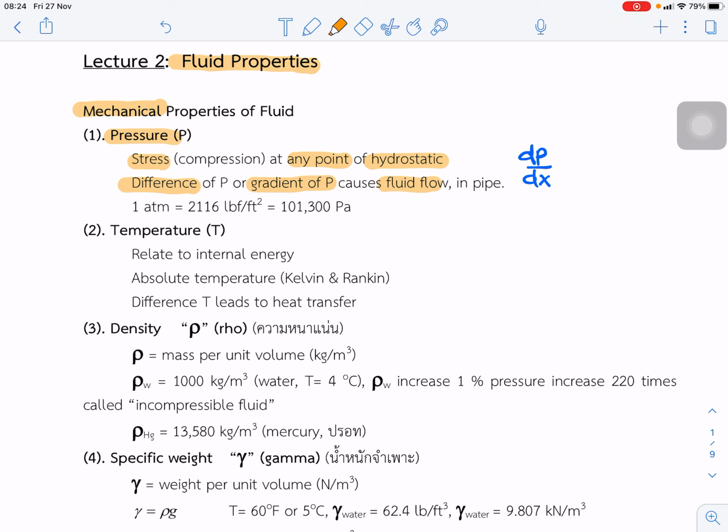For one atmospheric pressure, it is about 2116 pound force per square foot, or 102 kilopascal. Sometimes we find the unit in terms of psi. If we divide by 12 inches per foot, we get about 14.69 pound force per square inch.